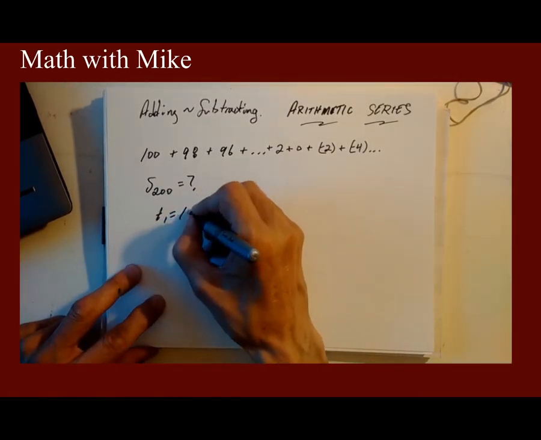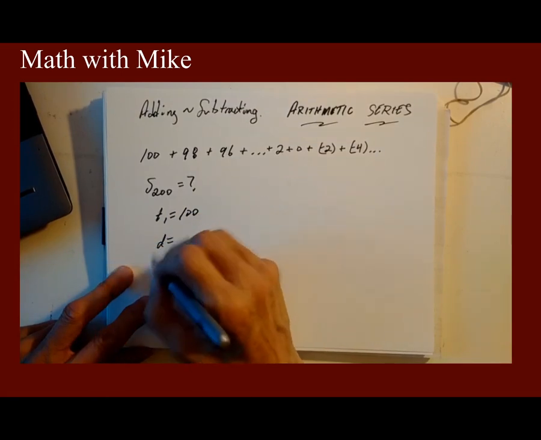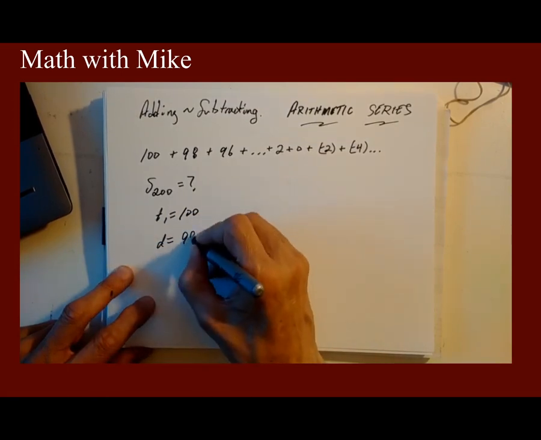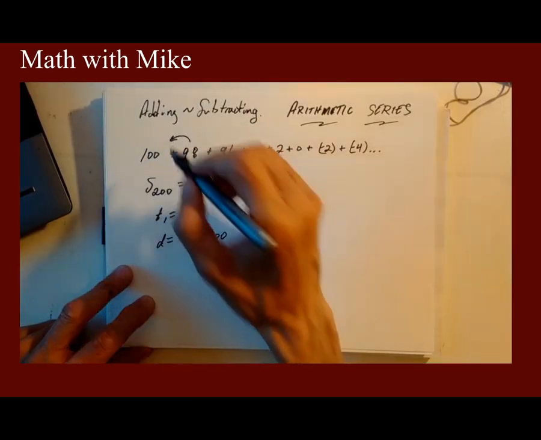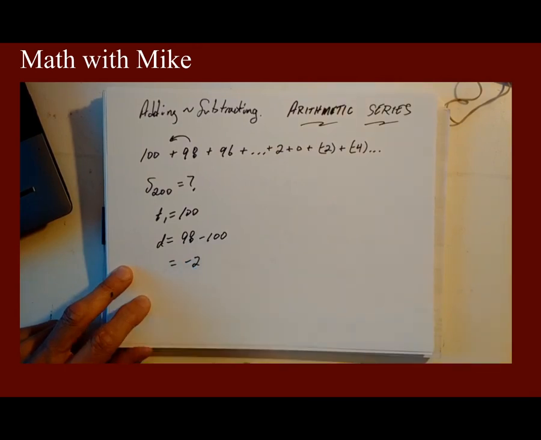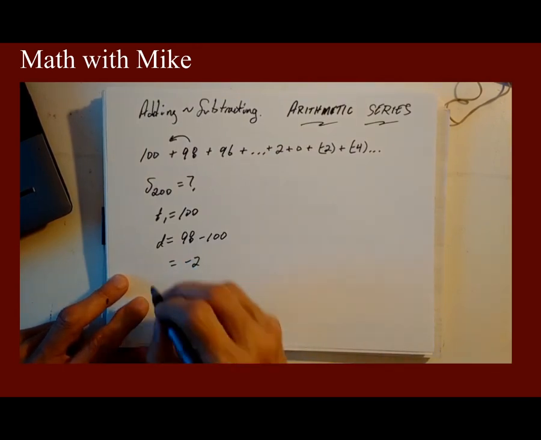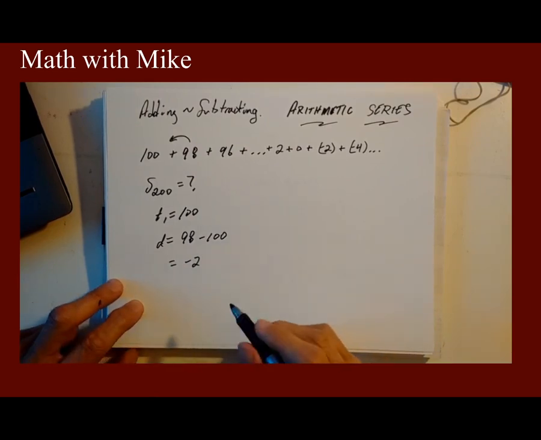I'm going to do it this way. First term, 100. The common difference, watch this: you take a term and you subtract the number in front of it. So this guarantees that we get the correct value. I say this because with adding and subtracting, you don't want to get them mixed up.